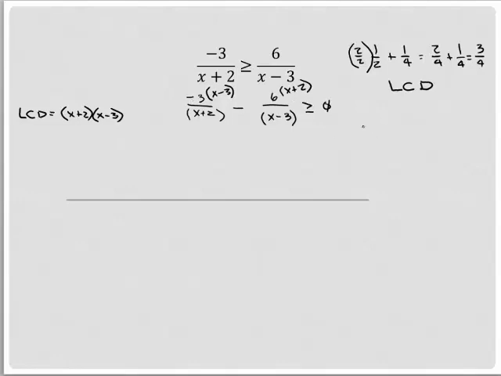Okay, negative 3. I'm going to start down here so we don't ruin our work. Negative 3x, I distribute inside. Negative 3 times negative 3 is plus 9. Minus, and I'm going to put a big parentheses here. 6 times x is 6x, and 6 times 2 is plus 12, all over the least common denominator.